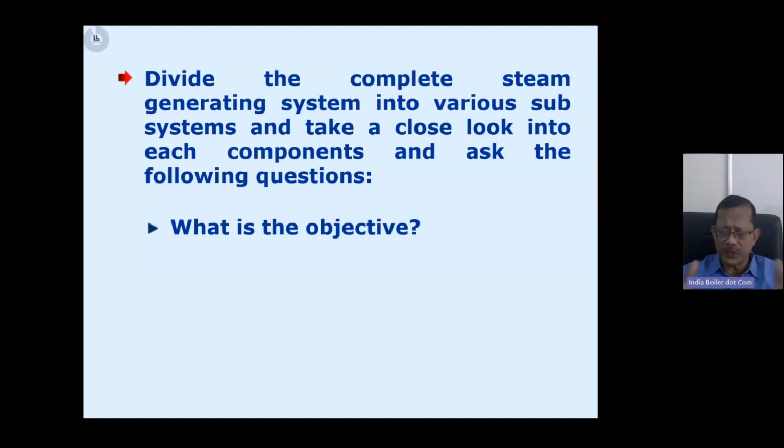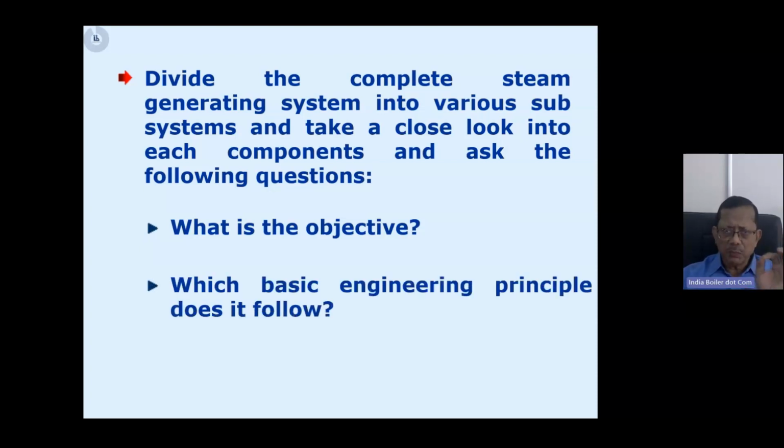So that is the basic understanding. If a component has a specific objective, it has to fulfill the objective. Now, in order to fulfill the objective, as I told you, it is following a basic engineering principle, right? So then you ask this question, which basic engineering principle does it follow to fulfill that objective?